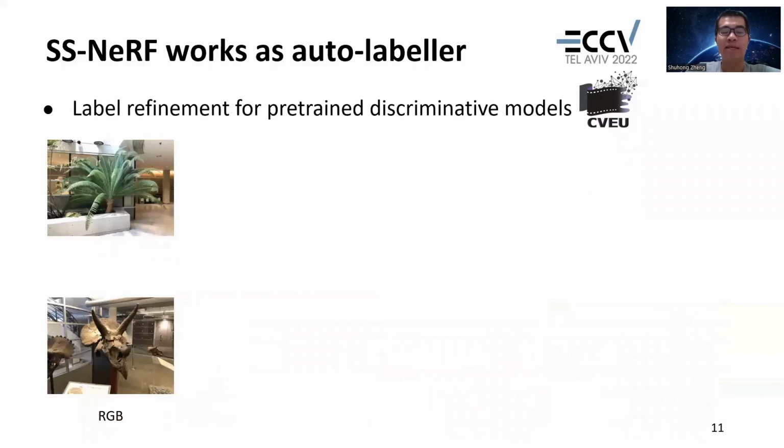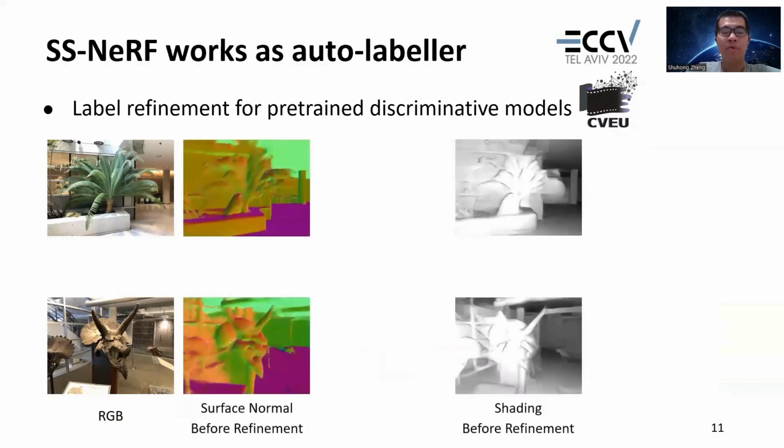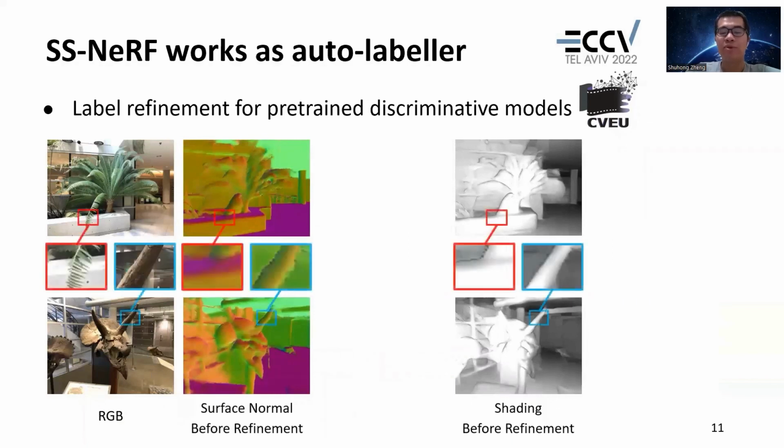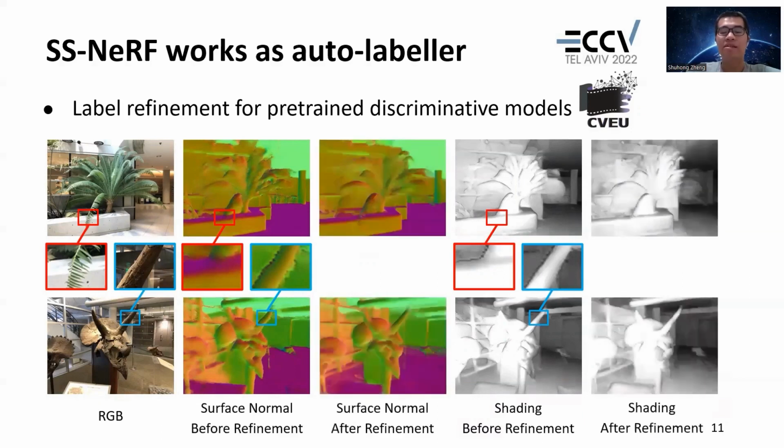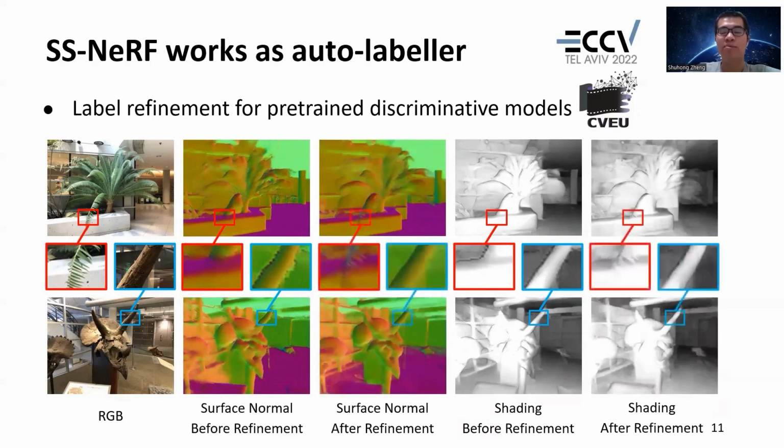Finally, there's an interesting application where SS-NeRF can serve as an auto-labeler. When we use a pre-trained discriminative model to label the images, the predictions would have flaws. To solve this problem, we train an SS-NeRF model using the RGB images and the flawed annotations. With the RGB information, the SS-NeRF model can correct these inconsistencies during optimization, making the labels more accurate.